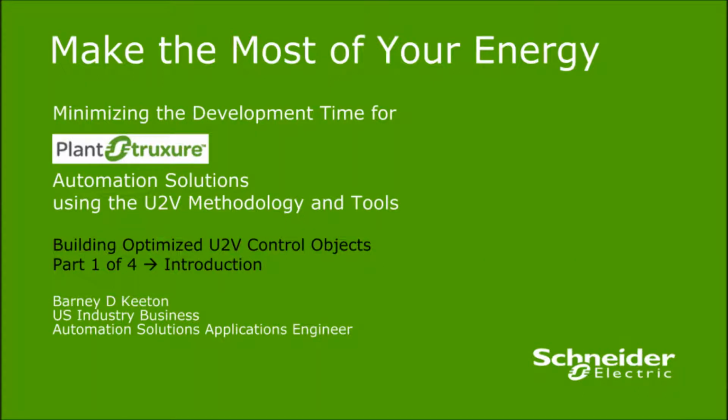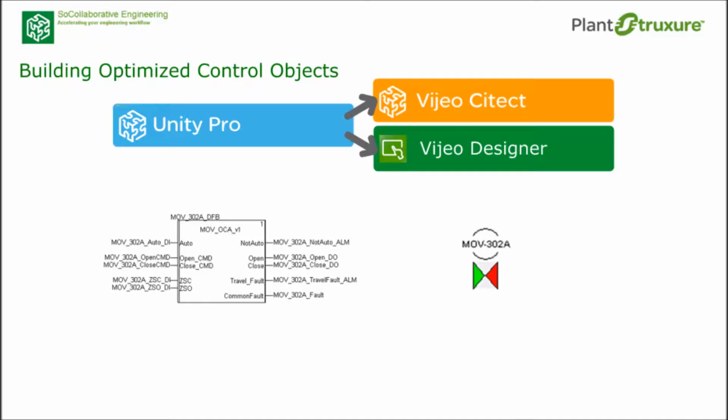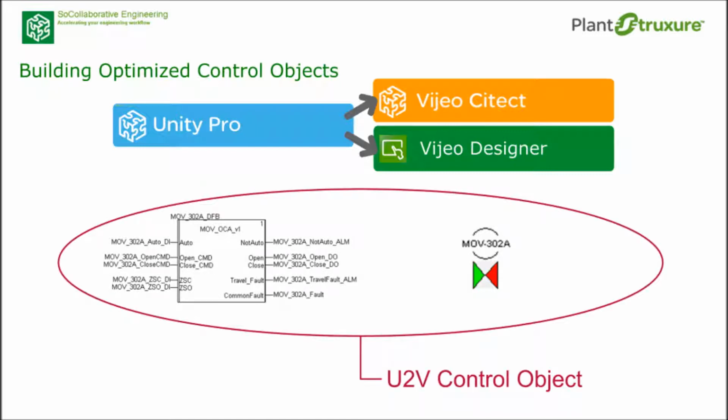Welcome. This four-part video series is a walkthrough of the U2V methodology with focus on building optimized U2V control objects. What is a U2V control object, you ask? It is a software object built to address the control and operational requirements of a field device in a plant structure automation solution. But wait, there's more.